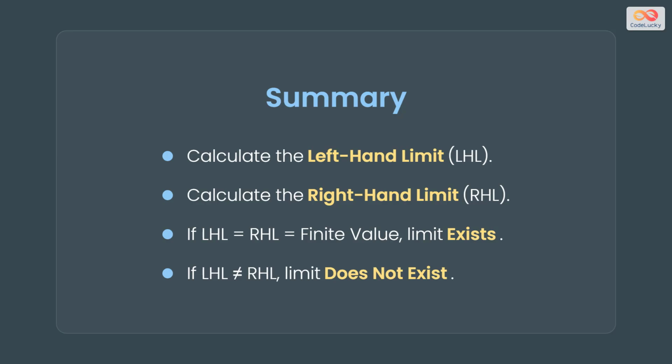To recap, always check both sides. Calculate the left-hand limit and the right-hand limit separately. If they are equal and finite, your limit exists. If they are different or unbounded, the limit does not exist.